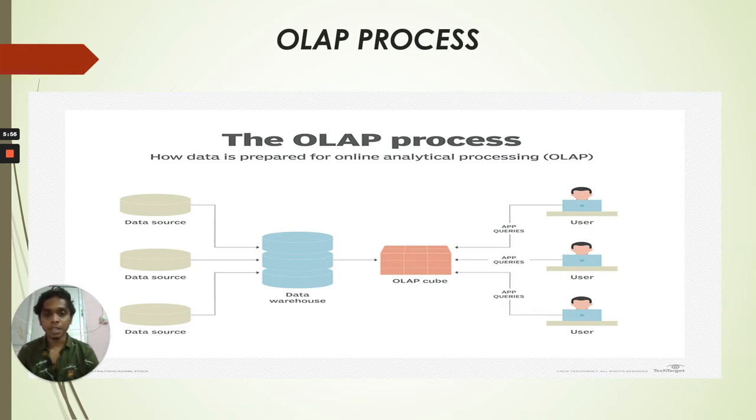So this slide basically explains the whole OLAP process, how this OLAP process is carried out. Here on the left, we can see the data sources. From the different data sources, the data transfers and gets stored in a single data warehouse. From that data warehouse, it goes into the OLAP cube, which is a cubical structure for storing the data. And from the data cube, it gets segregated to the different users, and they use this data that is being extracted from the OLAP cube. So this is the whole process of OLAP.